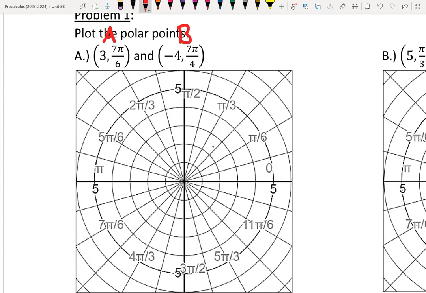So again, that is not an x, y coordinate. That does not mean I go over 3 on the x and up 7 pi over 6 on the y. It does not. Now, 7 pi over 6 is our independent variable. And so I like to go to that angle first. So where is 7 pi over 6? In which quadrant?